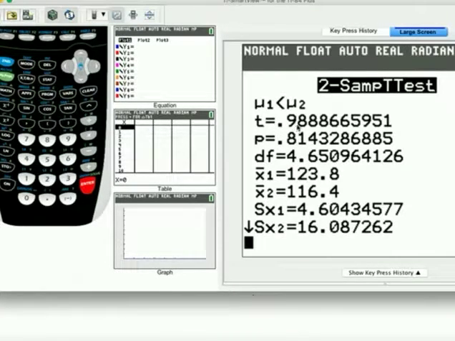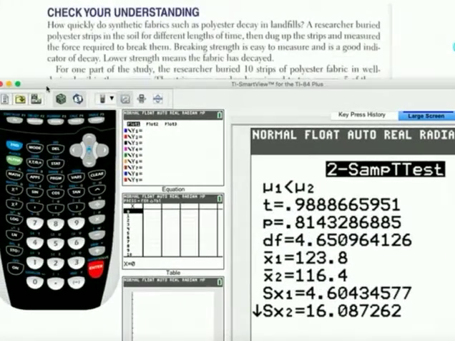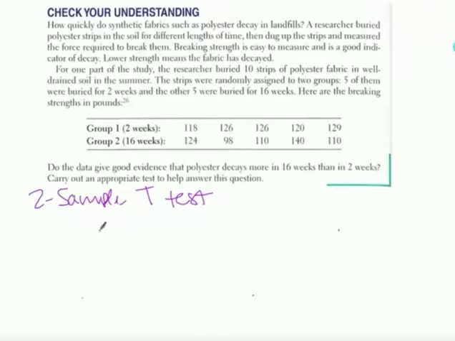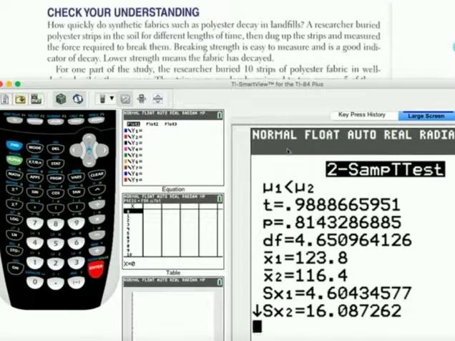Whenever I do that, it gives me my T and it gives me my P, and of course my degrees of freedom, and then my x bar 1 and my x bar 2, and then my standard deviations and all of that stuff. What's going to be important is knowing what you are finding. The test statistic is what you were trying to find, which is the T, and so you would need to know what your T value is. So your T was 0.988, so we'll make it 0.989.